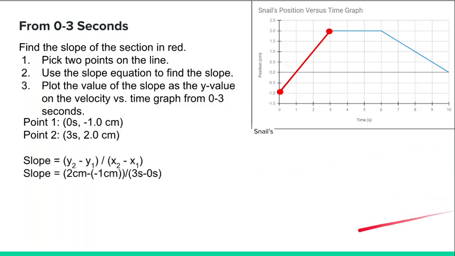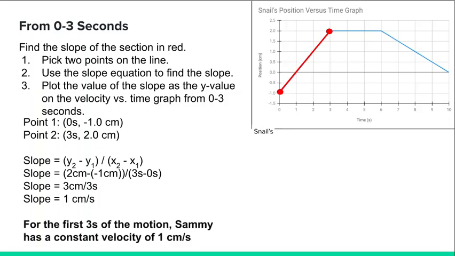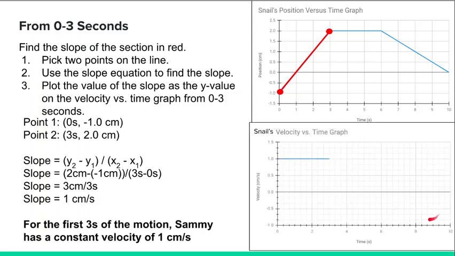We calculate our slope, and since we have 2 minus a negative, remember that minus a negative is the same as adding, divided by 3 minus 0, and we get a slope of 3 centimeters divided by 3 seconds. 3 divided by 3 gives us 1, so our slope is 1 centimeter per second. That means that from 0 to 3 seconds, Sammy the snail had a velocity of 1 centimeter per second, and it's a constant velocity. So now we can create a velocity time graph, and for the first 3 seconds, we set our velocity at a constant 1 centimeter per second.